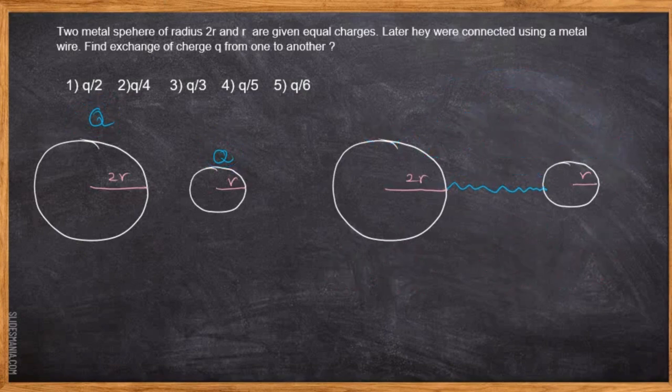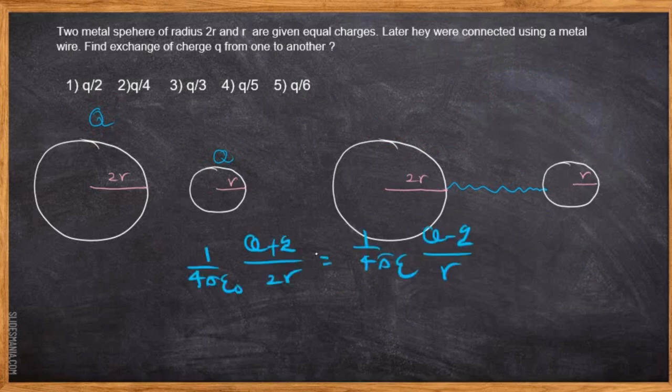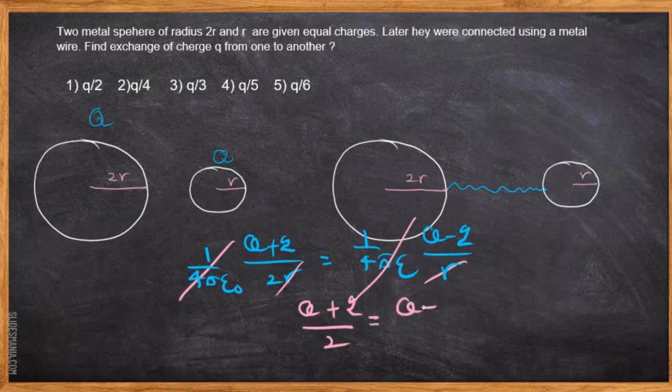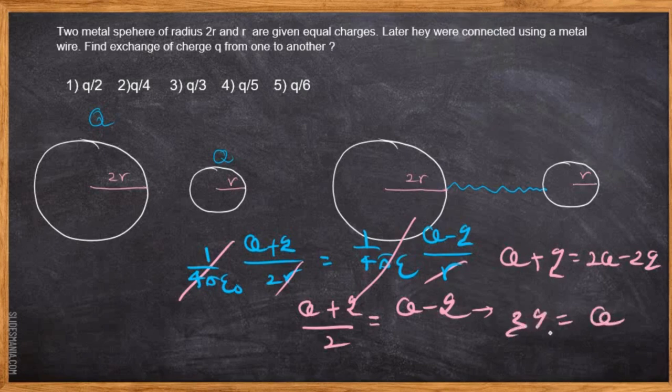Let's write the equations we know now. Right, now the potentials are equal. Let's simplify. 1 over 4 pi epsilon naught cancels off on both sides, and R cancels off. So we get (Q plus q) over 2 equals Q minus q. So the 2 goes up: Q plus q equals 2Q minus 2q. Let's put this value here and that one there. So 3q equals Q, so q equals Q by 3.